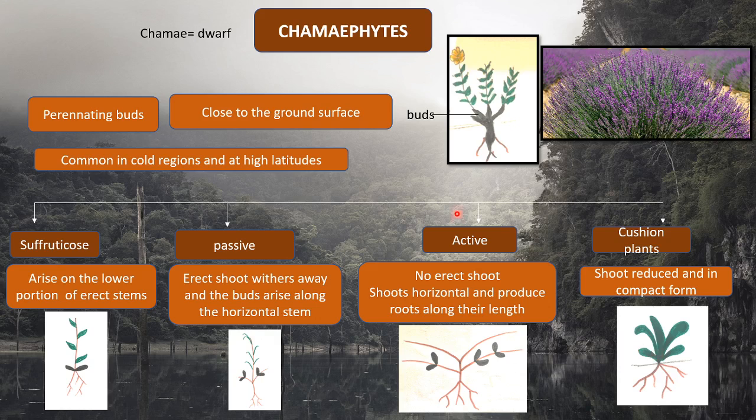So this is again very simple. I think you can identify it by the position of the bud, right? The bud is present close to the ground surface, because this grows in colder regions and needs to be protected. So it is present near the ground, not embedded in the ground, but close to the ground. And these are of four types depending upon the position of the perennating buds on the shoot, right? So this is about chamaephytes.